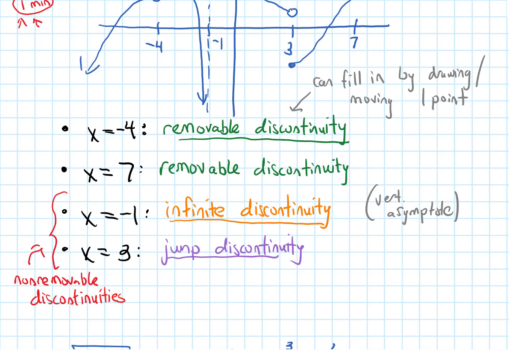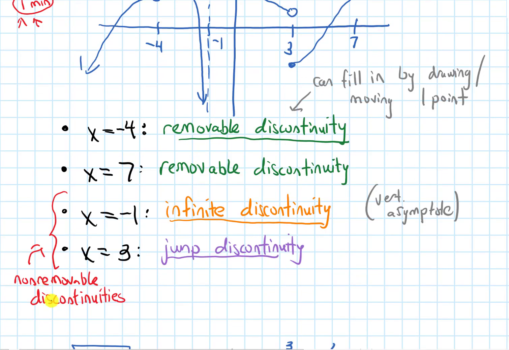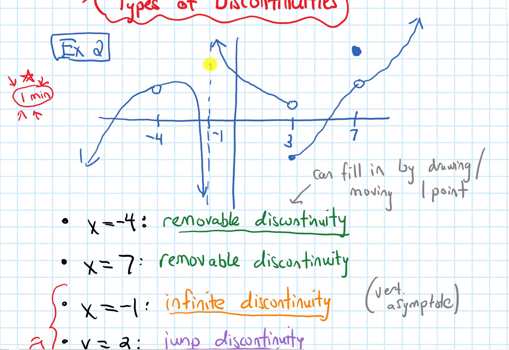One of the ways I remember removable versus non-removable is this: with a removable discontinuity, like at -4 and at 7, I can remove the fact that it's discontinuous by just drawing in a point where that hole is, and that would remove the discontinuity. At a non-removable discontinuity, I cannot do that. I can't do that with a vertical asymptote. No matter where I draw a point, it's still going to be discontinuous. Even at that jump, even if I were to fill in where this hole is, it wouldn't get rid of the discontinuity.